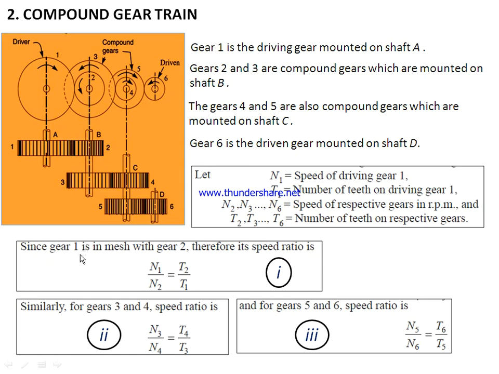Now since gear 1 is in mesh with gear 2, the speed ratio is speed of the driver, that is gear number 1, divided by speed of the driven, gear number 2: N1 by N2 equal to T2 by T1. Let this be equation 1. Similarly, gears 2 and 3 will rotate at the same speed, N2 equal to N3. So the speed ratio between 3 and 4 is N3 by N4 equal to T4 by T3. Similarly, the speed ratio between 5 and 6 is N5 by N6 equal to T6 by T5.